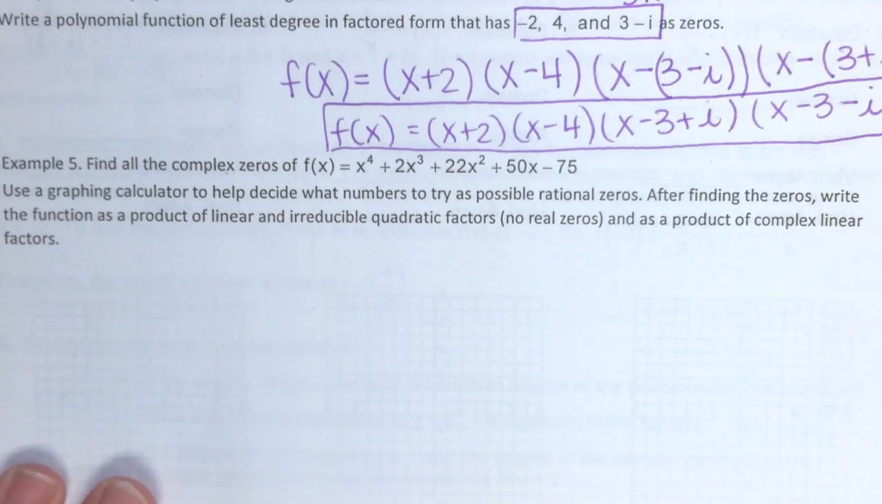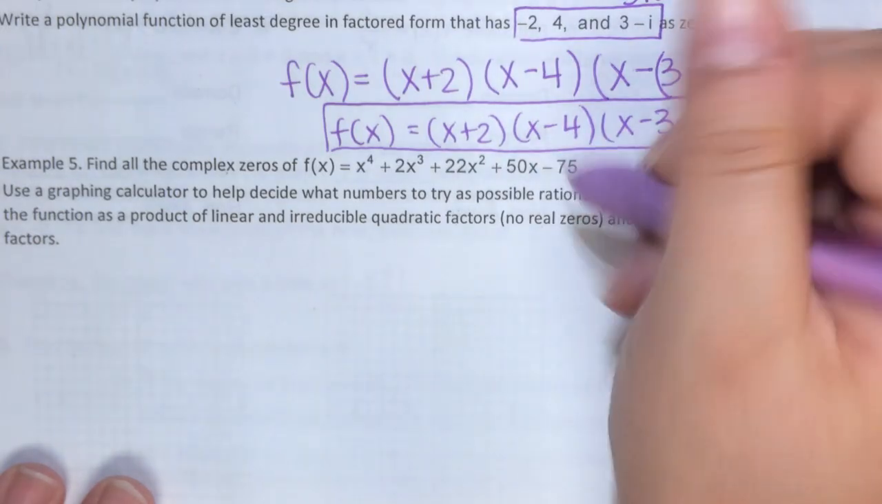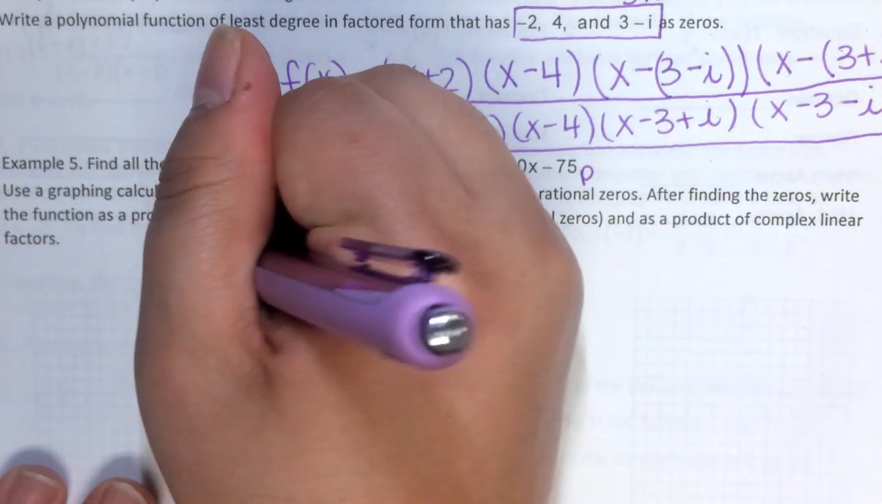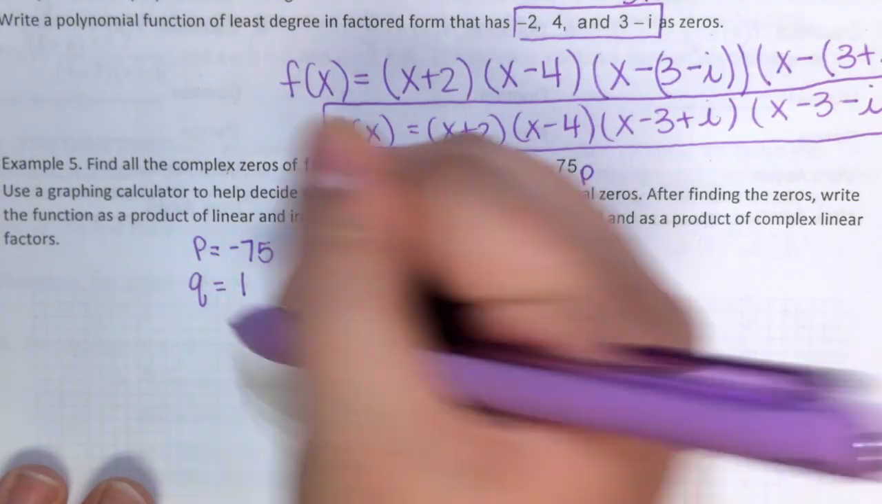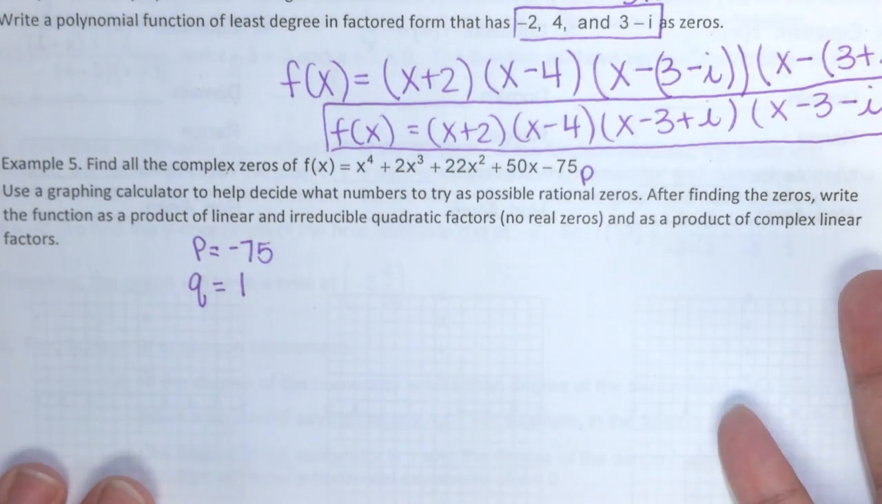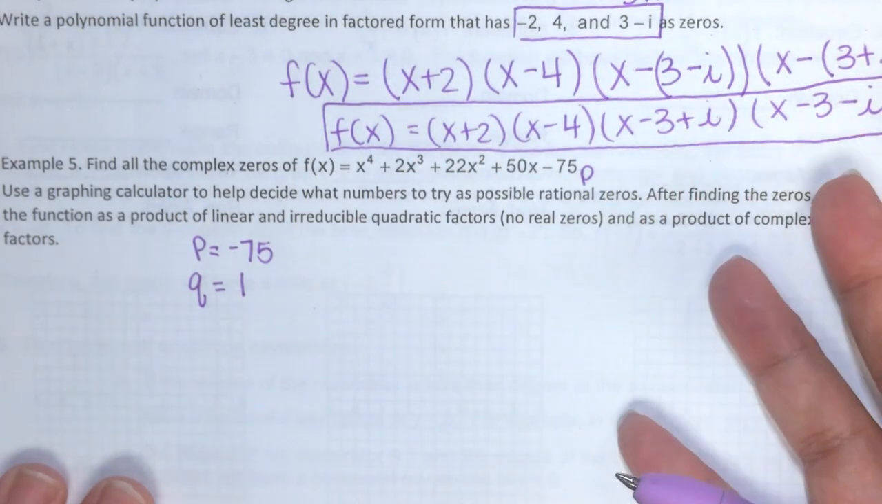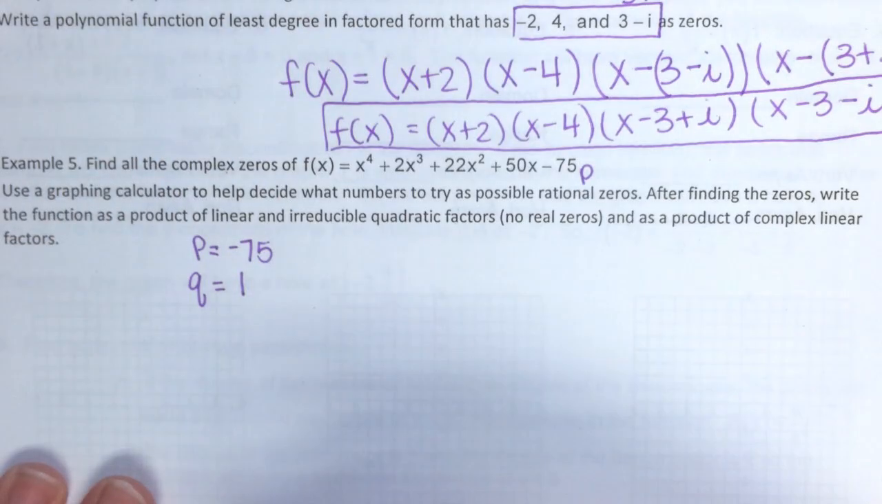What's my P right here? Negative 75. Are you really going to want to sit here and do all the factors of negative 75? No. What's my Q here? 1. My Q is 1. Could I do all the factors of negative 75 and then divide them and figure them out? Sure. We don't have time for that right now. I'm trying to save us time. So on a homework, if you get a question like this, what can you just do? Go plug it in Desmos and look it up.